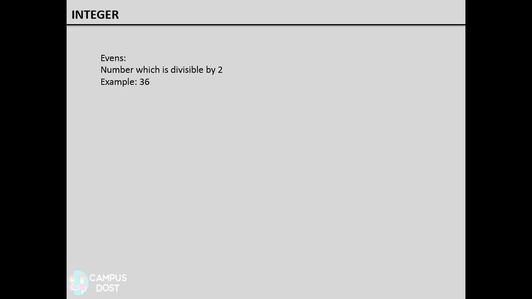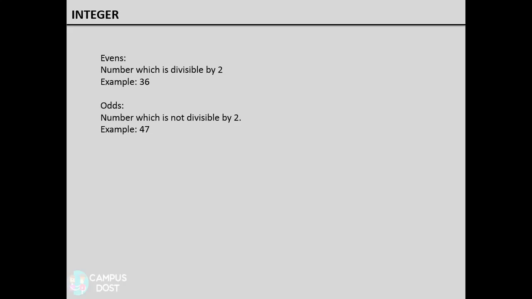Okay, now let's see about even, odd and prime numbers and some relationships that exist between them. Every integer is either even or odd. An even number has 2 as a factor and it is divisible by 2. An even number has 0 or an even number in the ones place. Let's see an example, 36. 6 is an even number in the ones place.